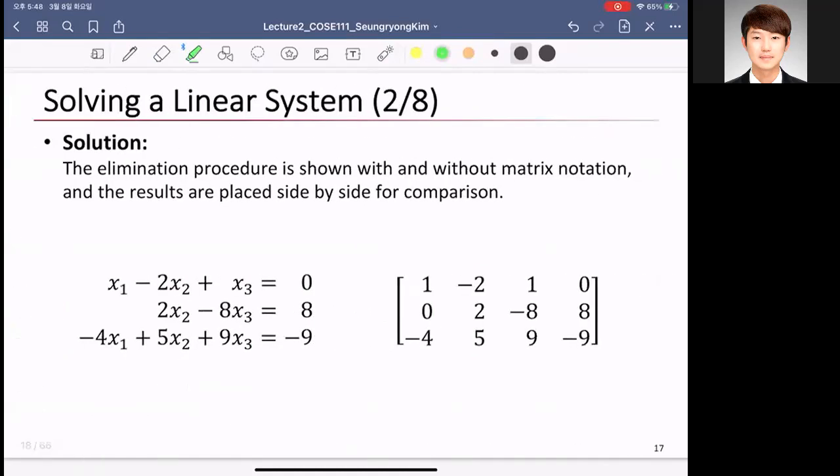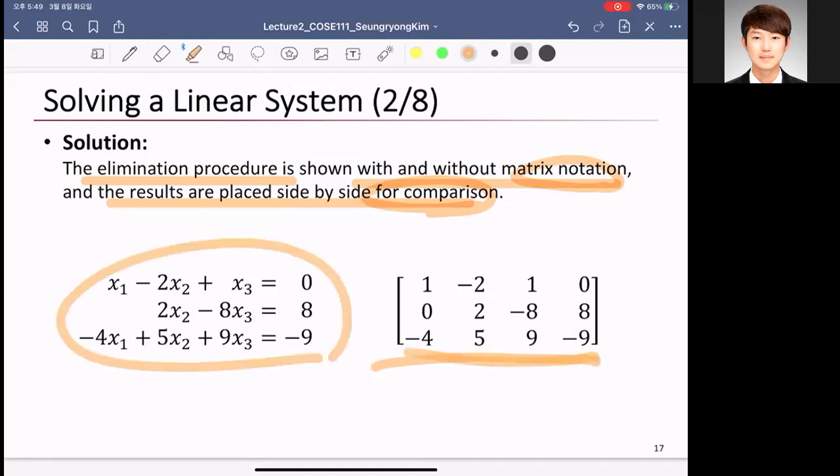Okay, so let's solve this linear system. So in this process, the elimination procedure is shown with and without matrix notation. Looks like this. The results are placed side by side for comparison. So we will solve this linear system here, but let's just check which matrix can be the corresponding one. Okay? 그래서 이제는 우리가 이거를 푸는 거를 계속 공부할 건데, 계속 보여줄 건데, 이 모양이 어떻게 바뀌는지를 계속 한번 제대로 봐요. 알겠죠? 그럼 이제 우리가 let's revisit this solution.